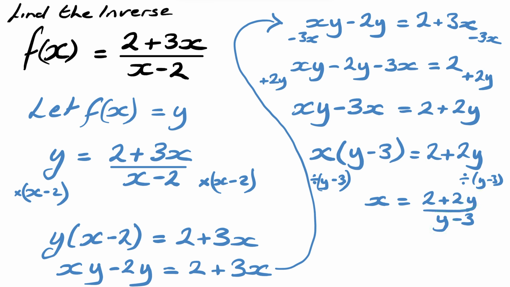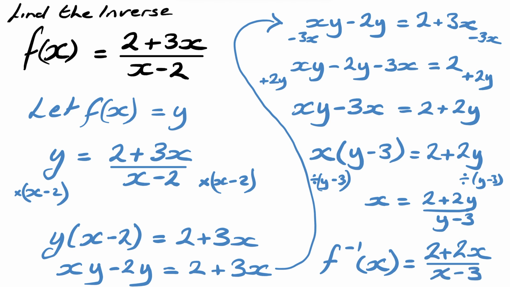And then to finally present our answer as the inverse of this original function, so the reverse of this function, we write f to the negative 1 of x equals 2 plus 2x. So you see here we had 2 plus 2y. Well, we now change that y for the x all over x minus 3.